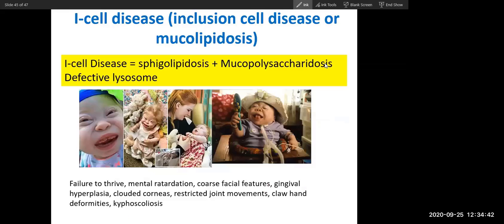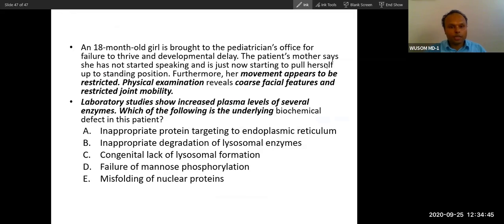No problem. If you have understood, this is the question, you can go through this yourself. An 18-month-old girl is brought to the pediatrician's office for failure to thrive and developmental delay. The patient's mother says she has not started speaking, and is just now starting to pull herself up to a standing position. So, an 18-month-old girl, just trying to stand up.